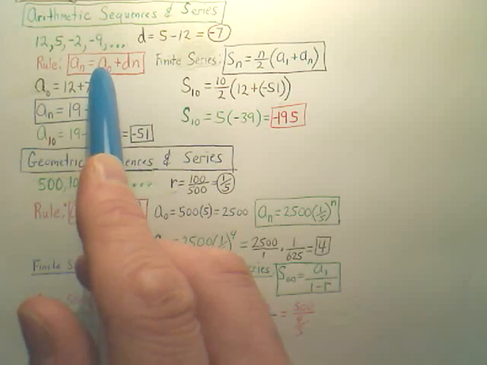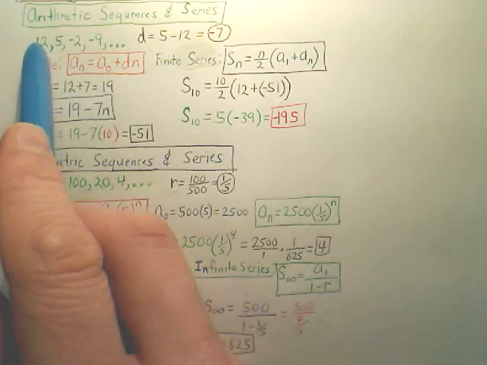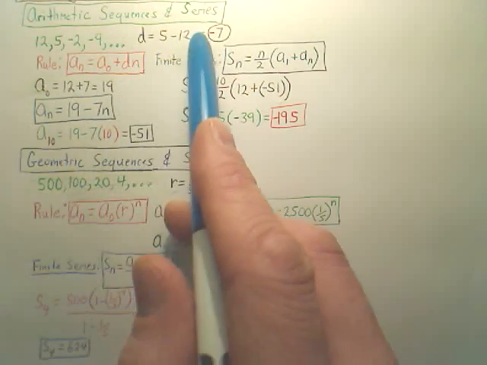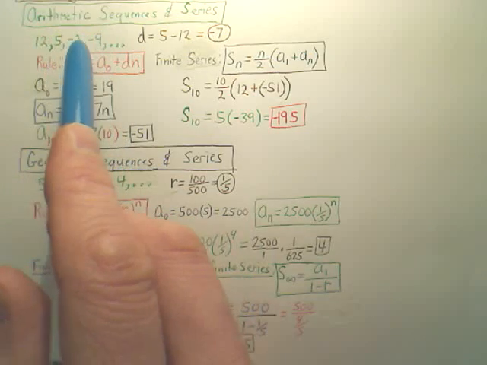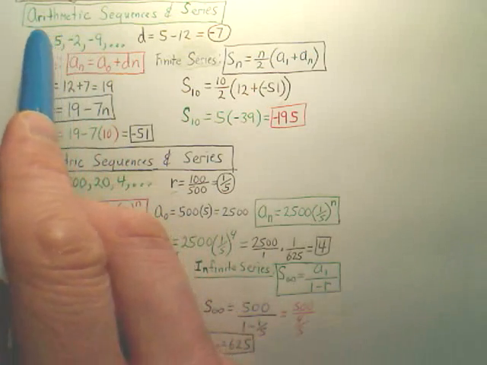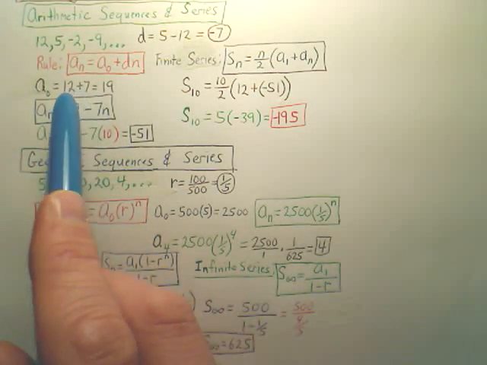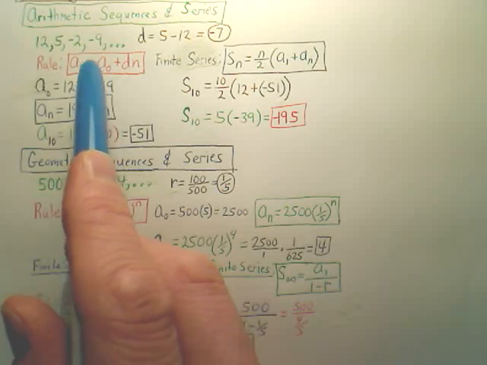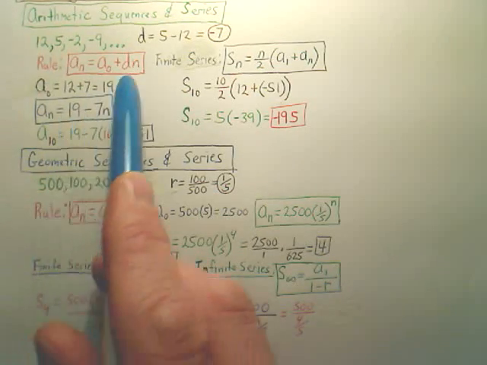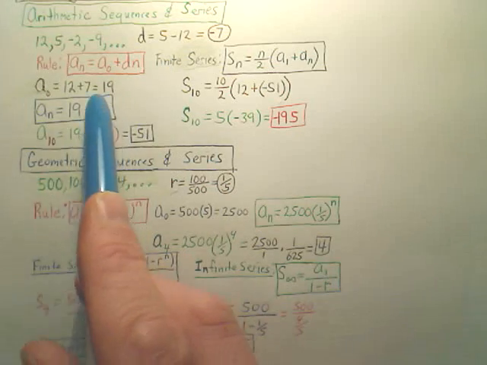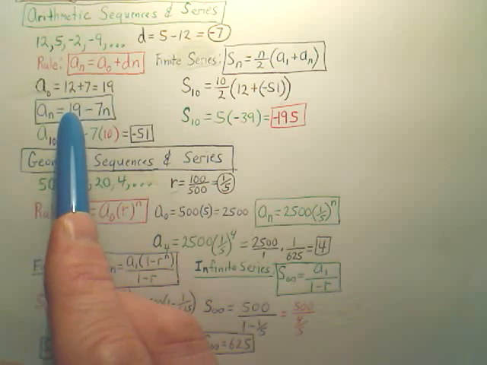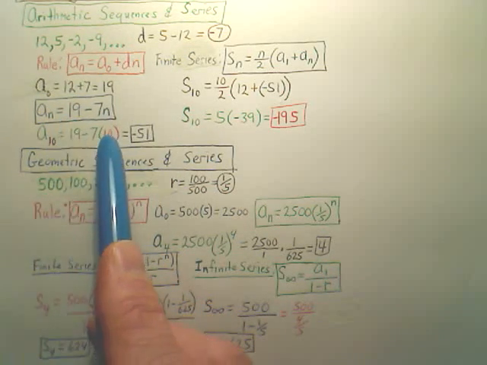What you do, you first have to have A0, which is the term before the 12, before the first term. If we're subtracting 7 this way, we're adding 7 as we go to the left. So if we add 7 to 12, we get 19. So the term before 12 would be 19. The d is negative 7. That is your rule.